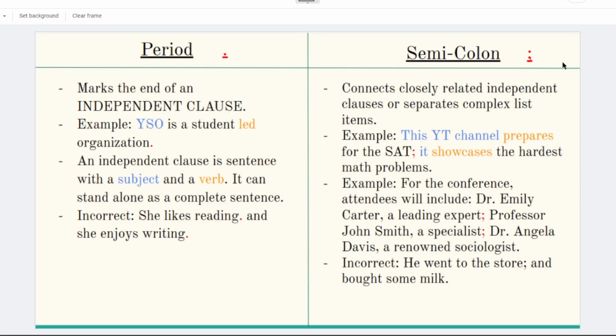Alright, first we have periods versus semicolons. Periods mark the end of an independent clause. An independent clause is a sentence with a subject and a verb. It can stand alone as a complete sentence. For example, YSO is a student-led organization, YSO being the subject and led being the verb. And this sentence makes sense, right? It can stand alone. Next, we have the semicolons.